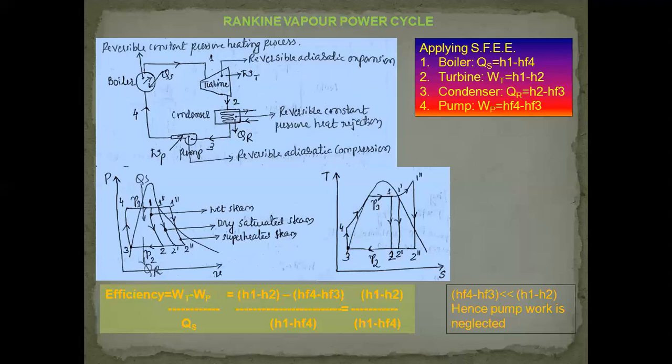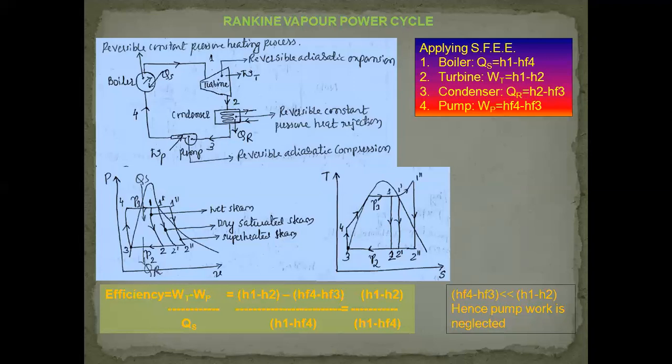Now, in order to find the efficiency of the Rankine cycle, first let us write the expressions for the heat supply, the work of expansion from the turbine, the heat rejected in the condenser, and work input to the pump in terms of the enthalpy change of the working substance. So I consider the boiler. Now water enters the boiler at state 4 and leaves the boiler at state 1. So the difference in the enthalpies, heat gets added in the boiler, that means water is converted to steam. Steam has a higher enthalpy. So for the boiler, the amount of heat added QS is given as H1 minus HF4.